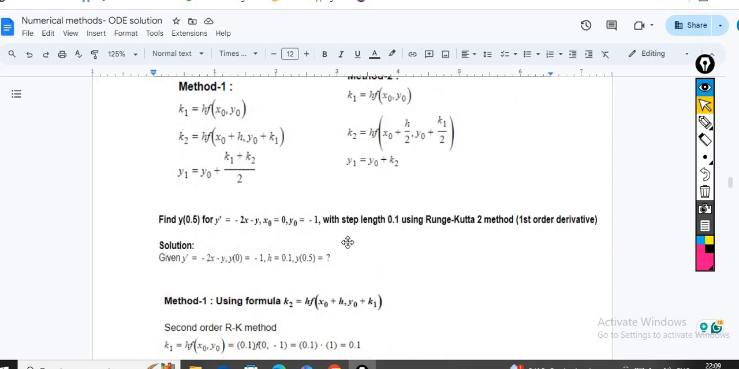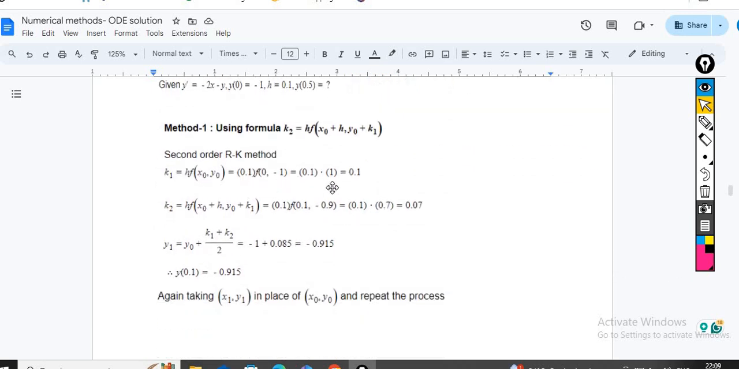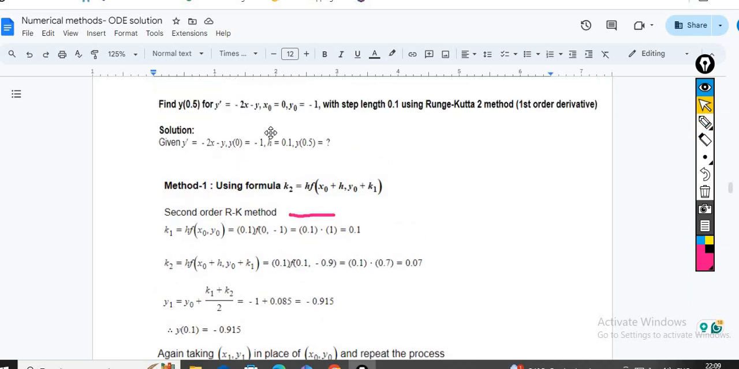So again we have taken the same function, minus 2x minus y, initial value of x is 0 and the y value is minus 1, step size is 0.1. Put these values in this formula. Calculate k1. K1 is h f x0 y0. Put those values, calculate this one. What is k2? K2 is h f at x0 plus h, y0 plus k1. Put the value of k1 over there. So this becomes a function, and what is that function? The function is given here as minus 2x minus y. Put these values in this equation, you will get k2.